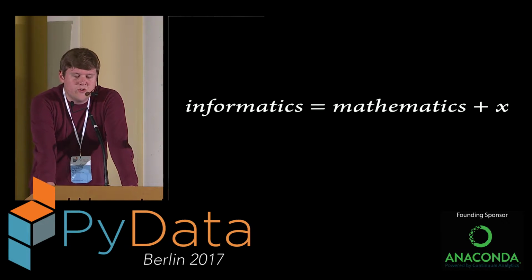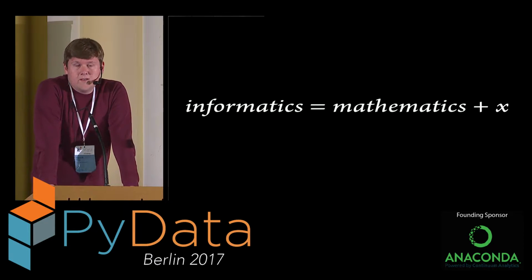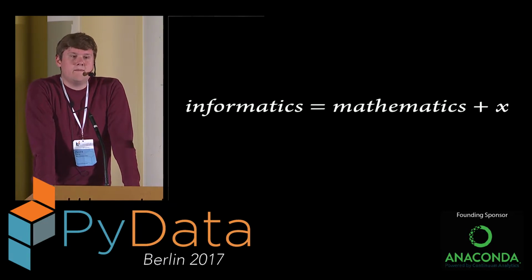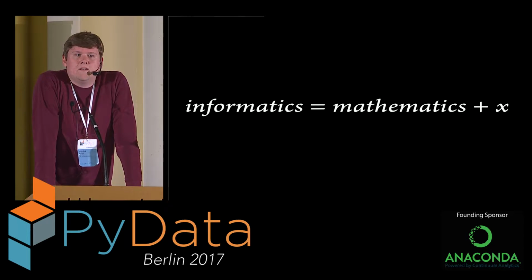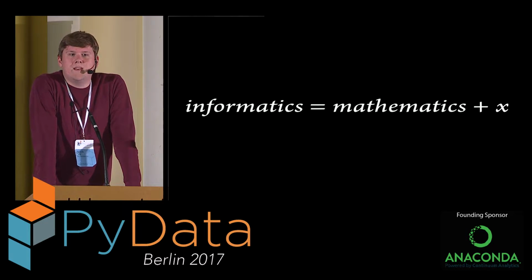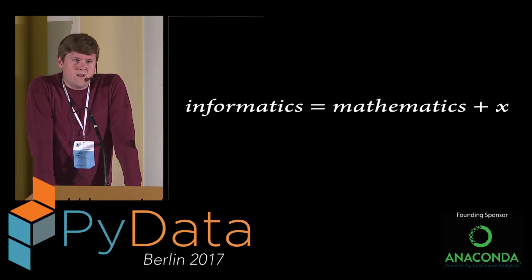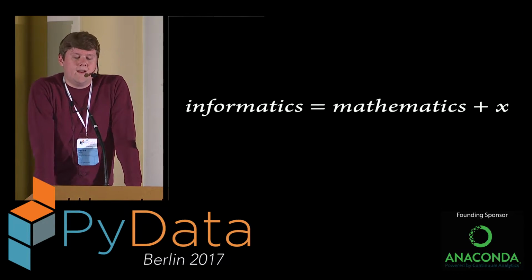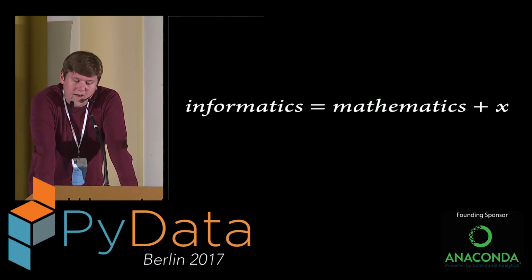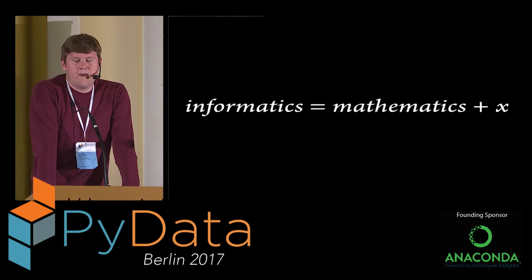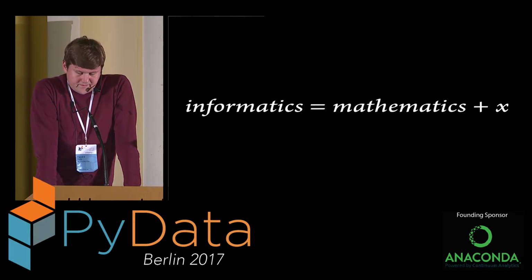I really like this notion that computer science, or informatics, as we call it in German, is just mathematics plus X. So there's not really much computer science in itself. It's always in relation to something. It's always applied to something. It can be applied to biology. It can be applied to various business cases. And that makes computer science and informatics fundamentally postmodern.